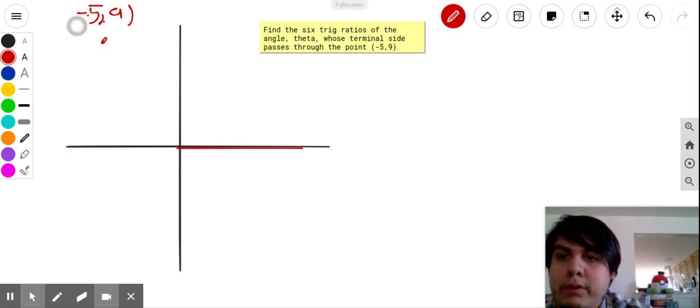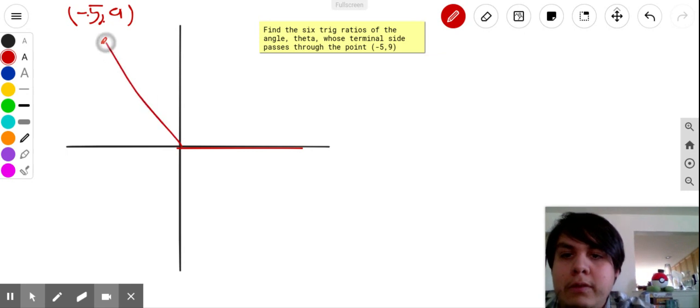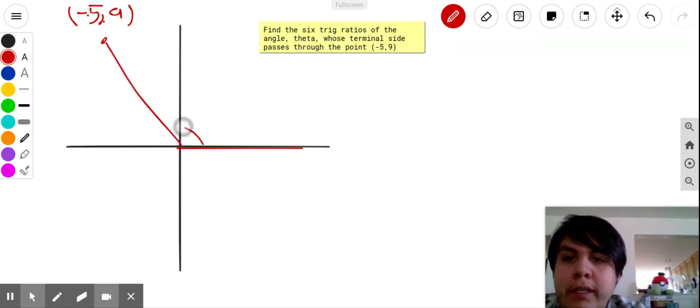Should we how to do punctuation here? All right. So if the angle rotates kind of that way, that's the theta that we're talking about.